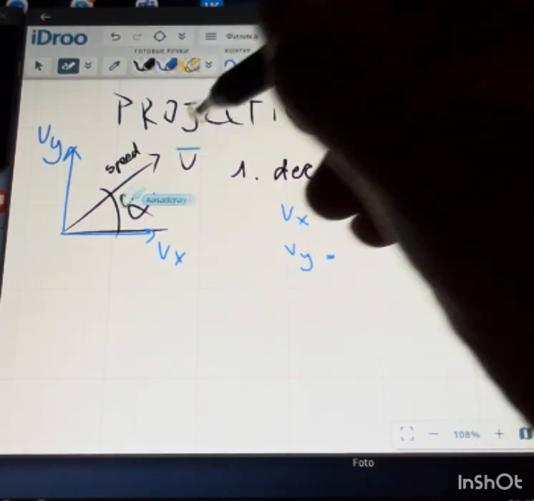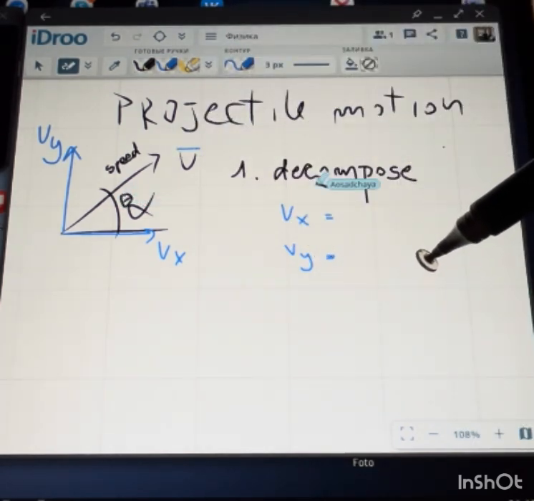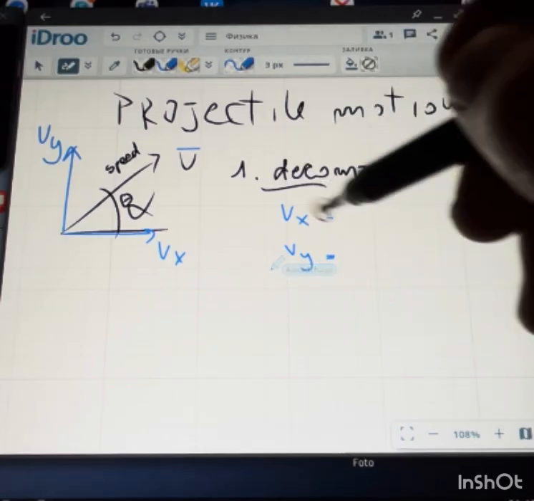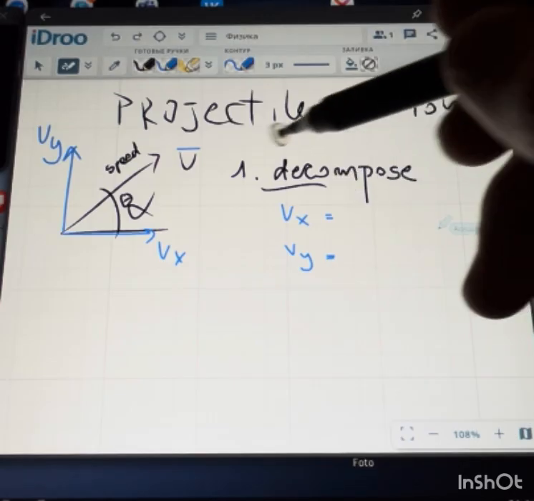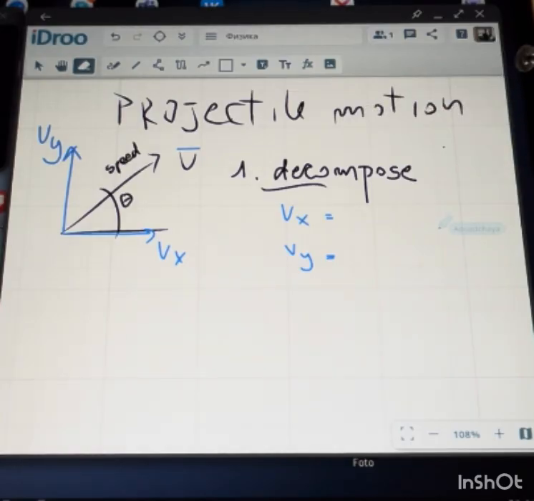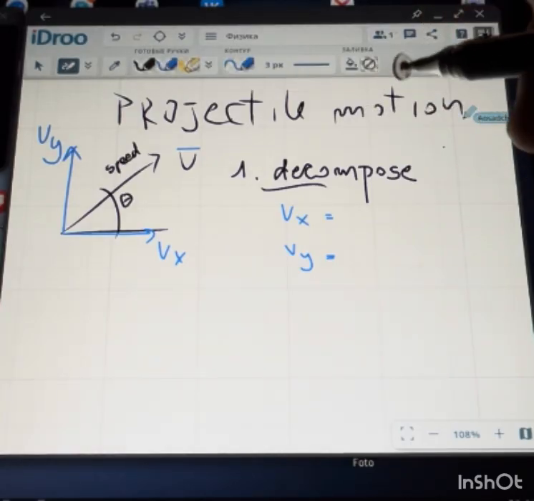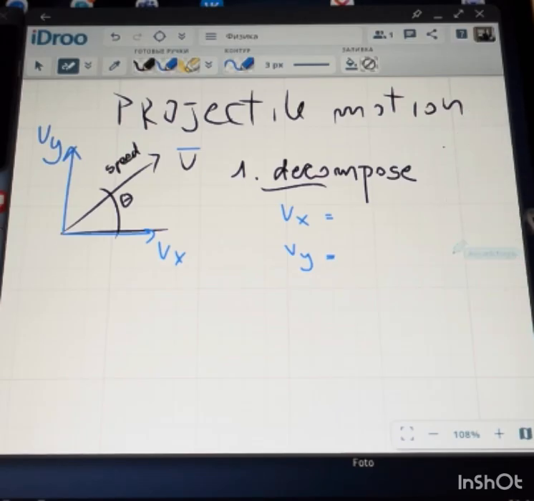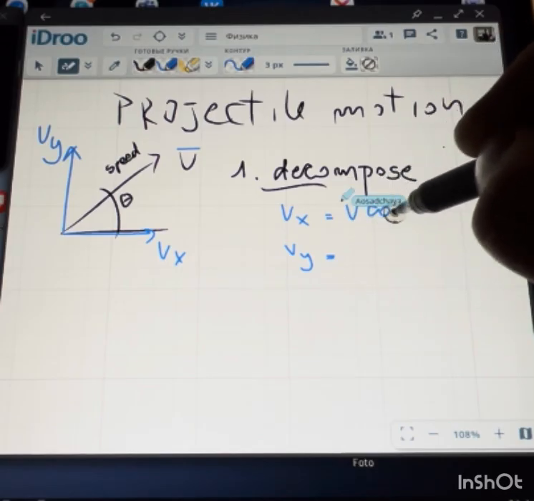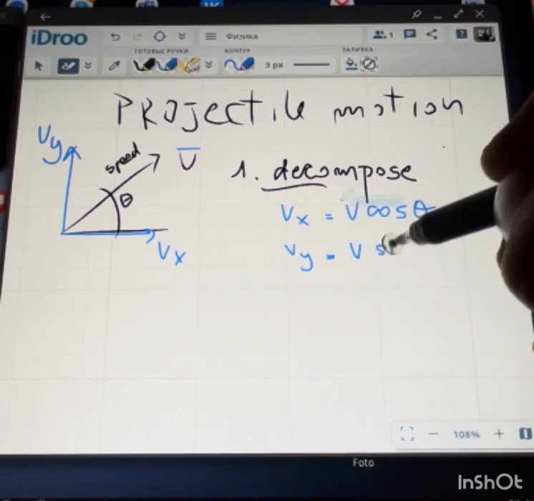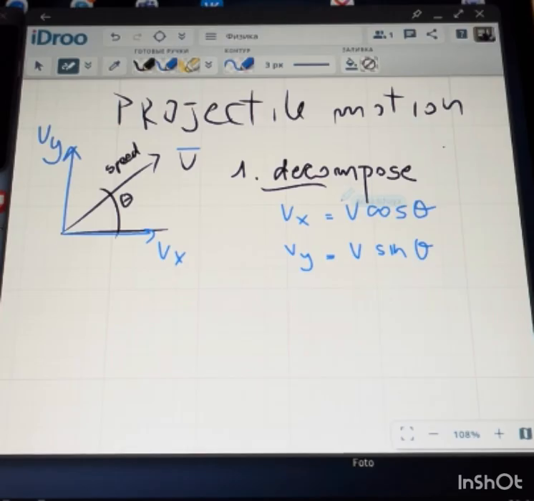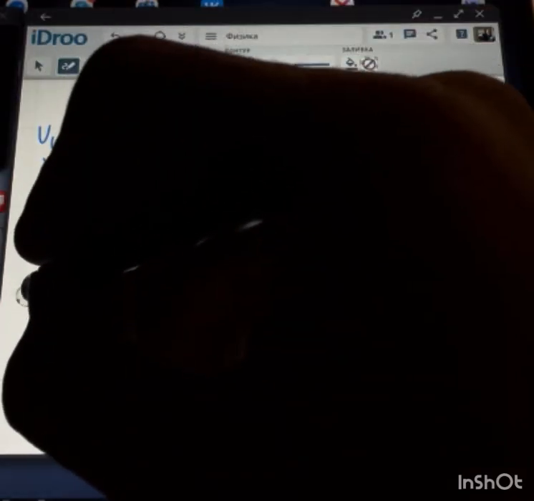Yeah, that's speed. Can we call this theta? Because that's what we usually use. Why don't we call it Xi? Because it's complicated. Okay, let's go for theta, no worries. That's what our school usually uses for unknown angles. So Vx is speed times cosine theta. Correct. What about Vy? V sine theta.